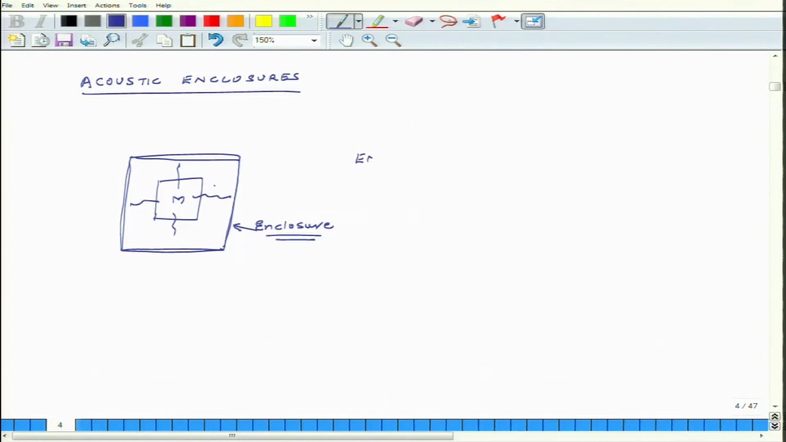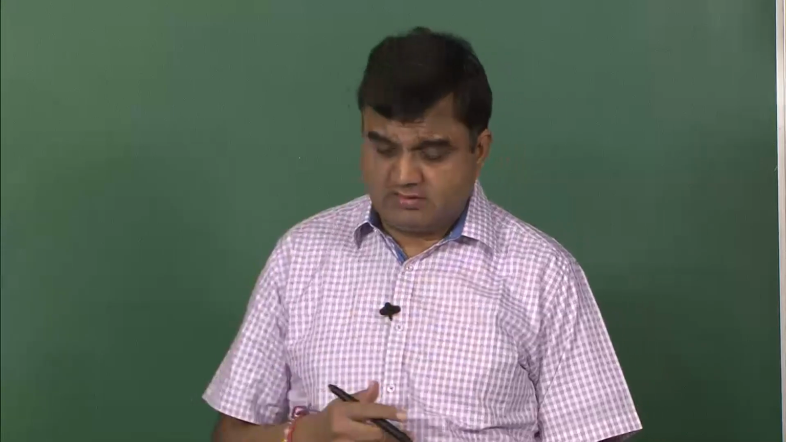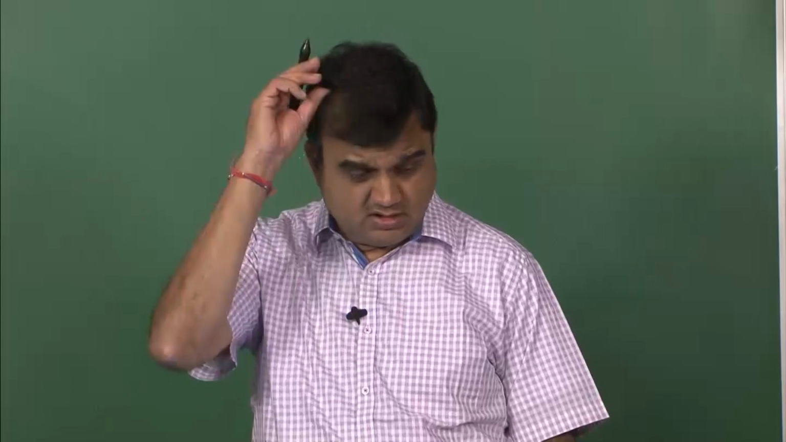Now, how much noise these enclosures stop depends on their size. Okay. So, there are small enclosures, and by small I mean acoustically small, and large enclosures, again acoustically large. What we will discuss today are small enclosures, and maybe next week we will also talk about large enclosures, but today we will discuss small enclosures and we will also do an example on that. So, what is a small enclosure?